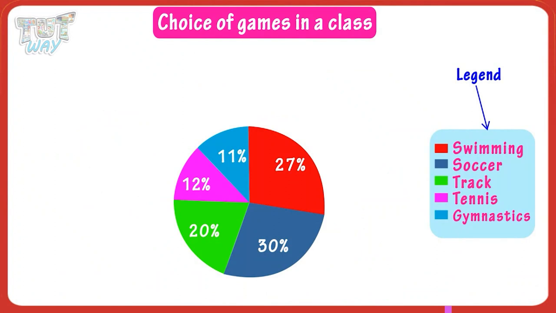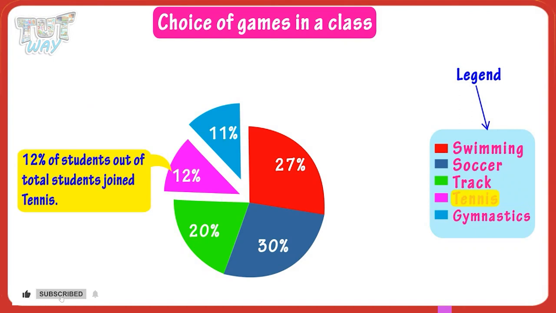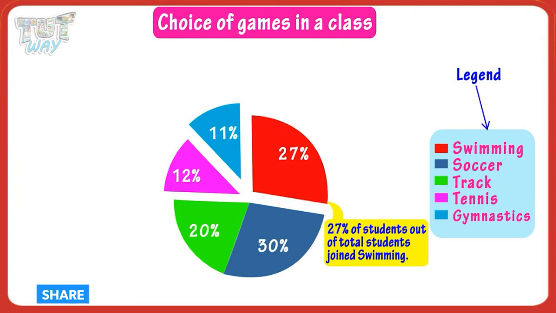Here is another example of pie chart. Here, this pie chart is giving us percent of students opting for different games. Like, 11% students out of total students are opting gymnastics. 12% of students are opting tennis. 27% of students are opting for swimming.